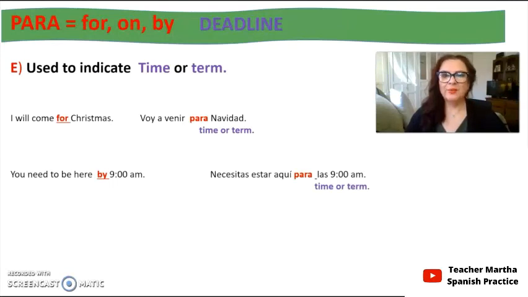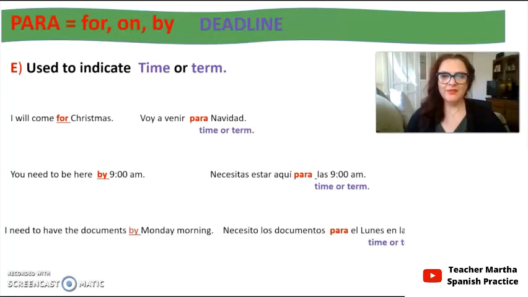You need to be here by 9 a.m. Necesitas estar aquí para las 9 de la mañana. Aproximadamente en ese tiempo. Approximately at that time. So by 9 a.m. we use para. But if we would like to say exactly at that time, like you need to be here at 9 a.m., then we would say necesitas estar aquí a las 9 de la mañana, which means sharp.